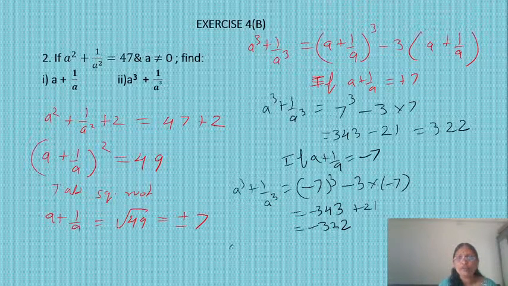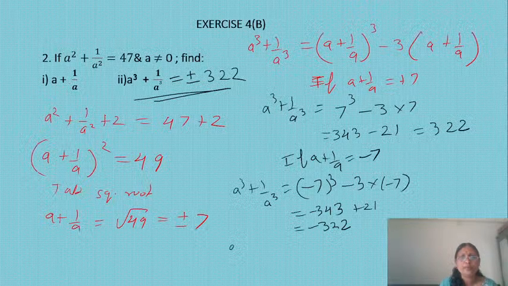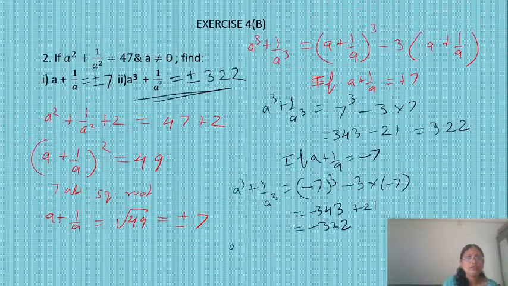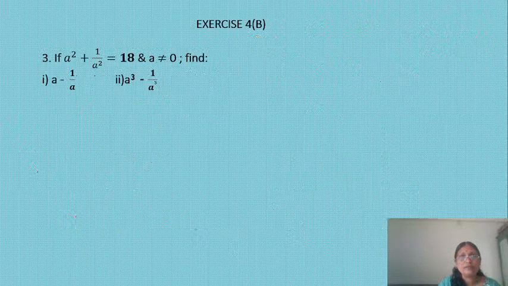So the value of a cube plus 1 upon a cube is plus or minus 322, and value of a plus 1 upon a is plus or minus 7. Understood? So this one is easy. You just have to add 2 to both sides to get in the form of the identity. Okay. Let's move on to the next question. You can rewind and watch.